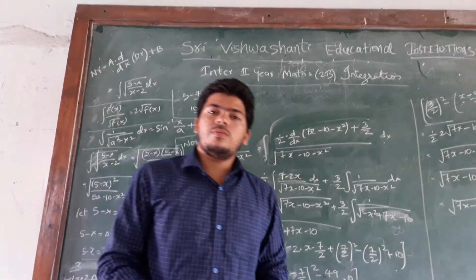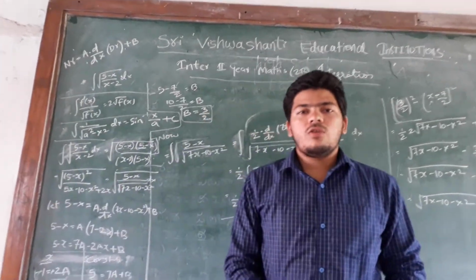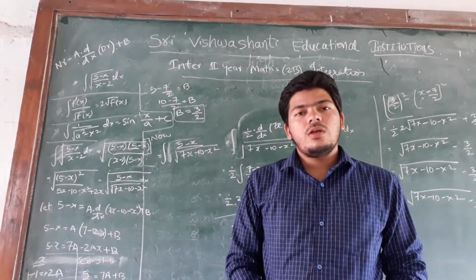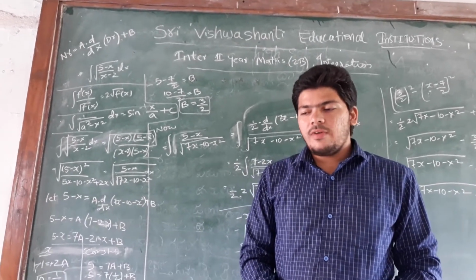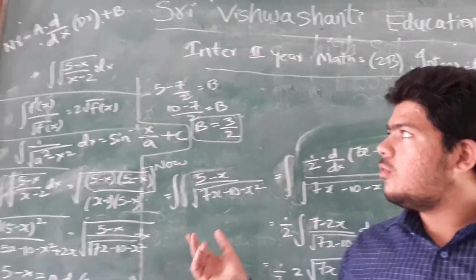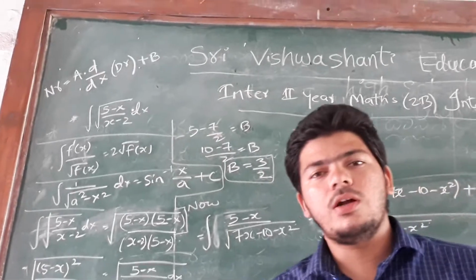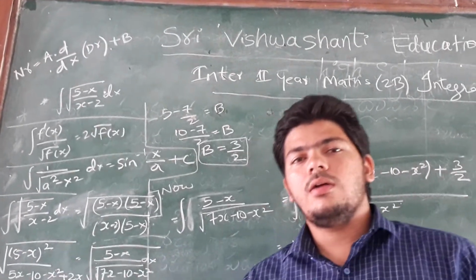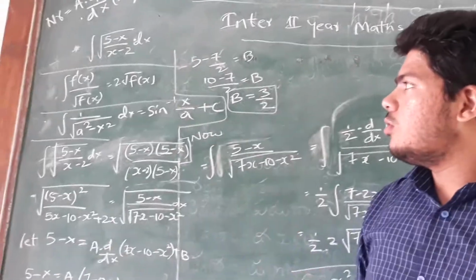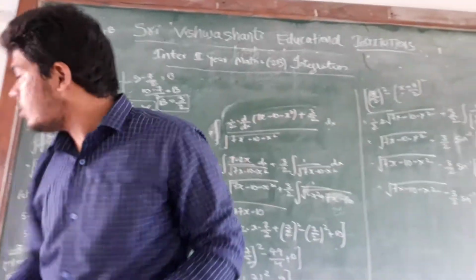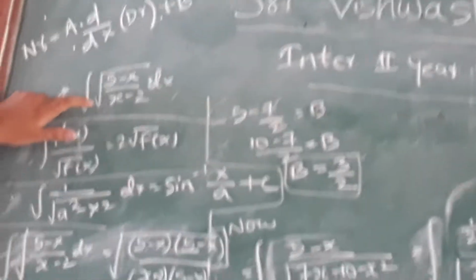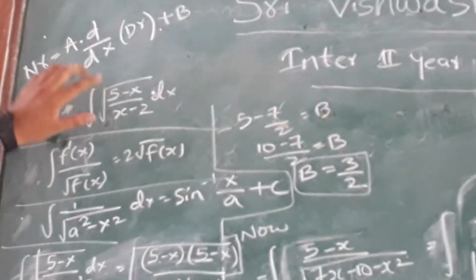Hello students, good morning. Today we are going to see a problem of integration of mass 2b. As we have seen the problem of yesterday, which was of a different kind. Today we are also seeing a problem of that method only, but the division is in the root. Okay, so the question is: integration of under root of 5 minus x by x minus 2. So this is the question.